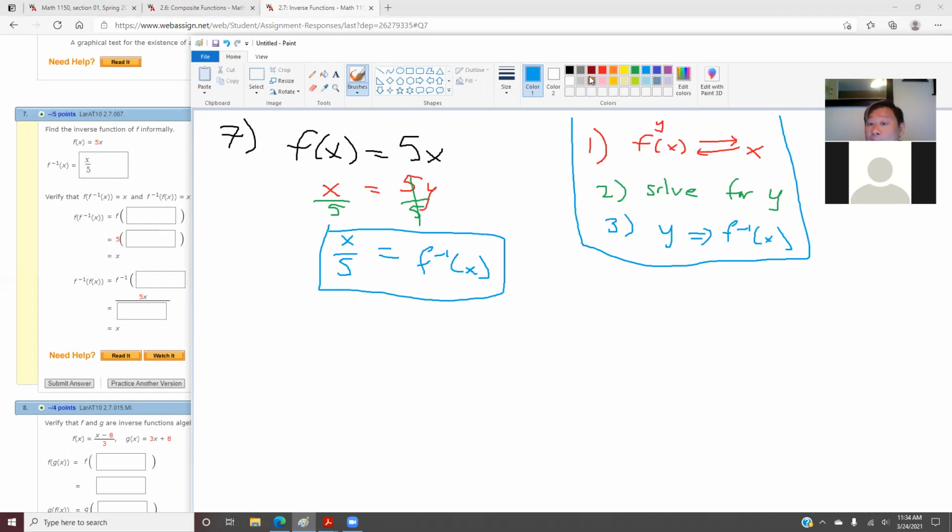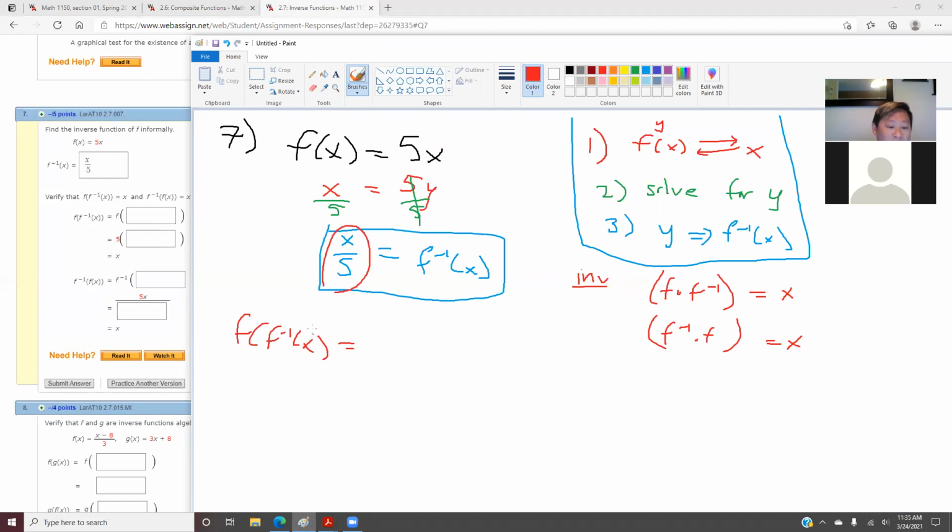Now, there are some rules that you need to know when you talk about inverse functions. One of them is, if you want to prove this is the inverse function of that, you figure out that if you do f dot f inverse, you will get x back. And if you do f inverse dot f, you also get x. So this is one way to check if this is the inverse function of that. So this question is asking us to do f of f inverse of x.